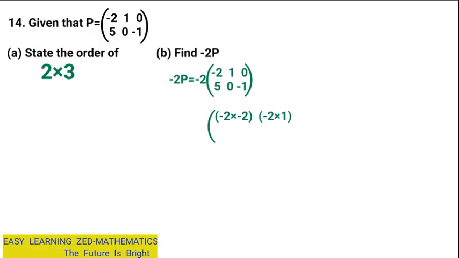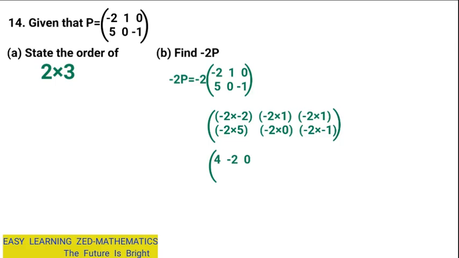Where there is 1 it should be 0, because that is 0 in position 1,3. Then I'm going to come down here and multiply -2 by 5, then -2 by 0, then -2 by -1, then close bracket. Then -2 by -2 will give me +4, -2 by 1 will give me -2, then -2 by 0 will give me 0.